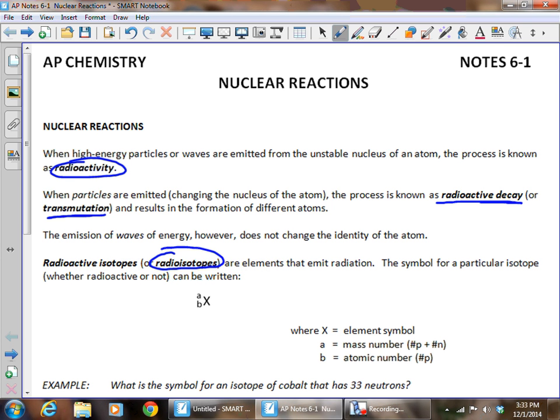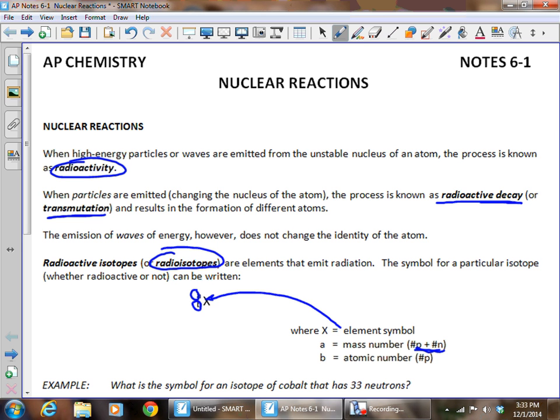So the symbol for a particular isotope, remember we've covered this before, but I want to review it. You can write it as this symbol right here, where X is the element symbol, A is the mass number, and remember the mass number is the protons plus neutrons. So that means that A, this number on top, is always the biggest number. So keep that in mind. The atomic number is going to be on the bottom for that particular element.